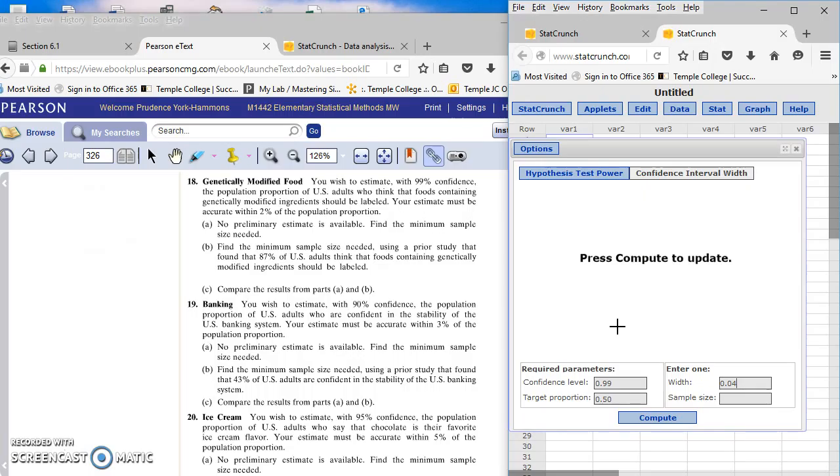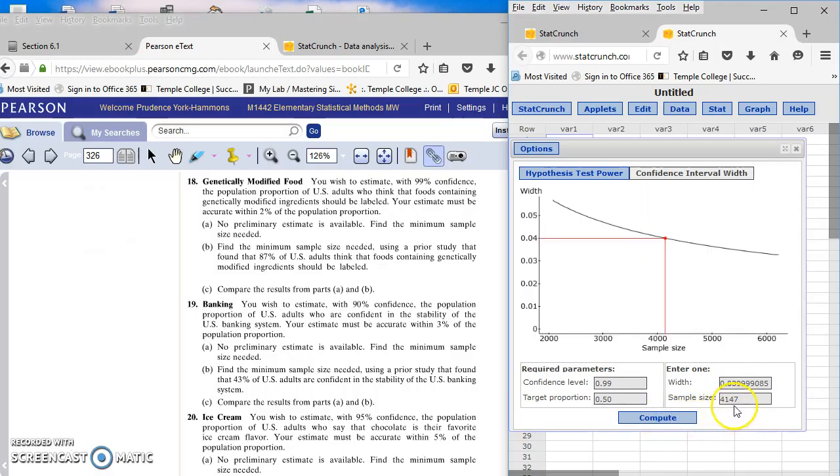So double the error that we're allowed for the width. Then compute and you'll get the sample size. And it says the sample size is 4,147 adults. So if there's no preliminary estimate, the minimum sample size needed would be 4,147 adults at a 99% confidence interval.